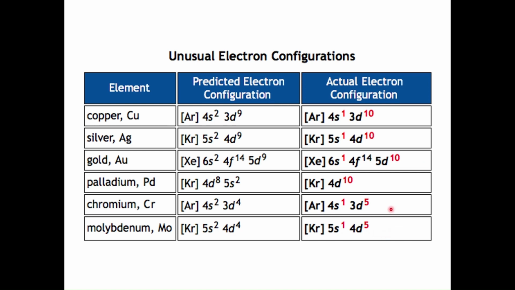Molybdenum is very similar to chromium, where it moved 1 electron from its 5s to its 4d, so that both of those orbital types are half-filled. Now, palladium is the picture of stability. What palladium has done is, instead of moving an electron from its s orbital into its d orbitals, it's moved both electrons from the s orbital to the d orbitals and eliminated the 5th energy level altogether. Now, this is a move that stabilizes the atom greatly.